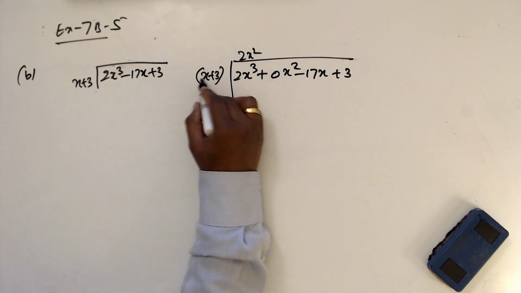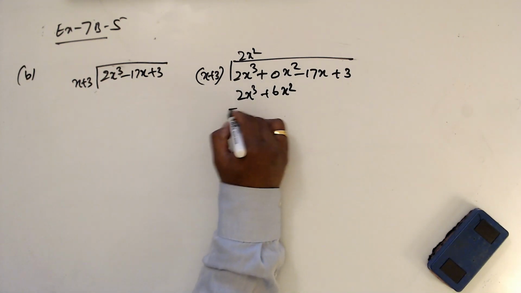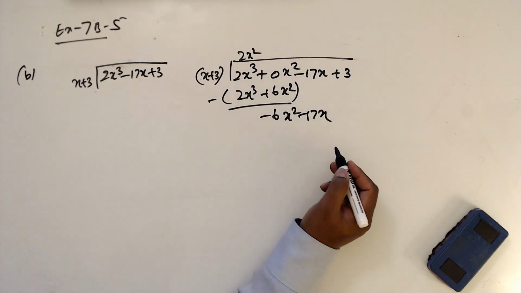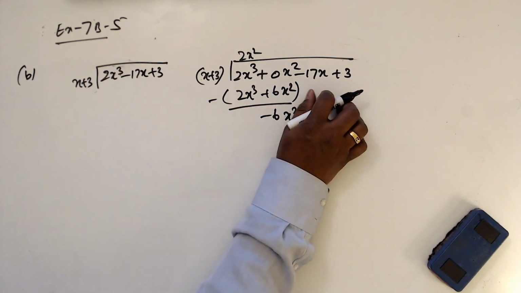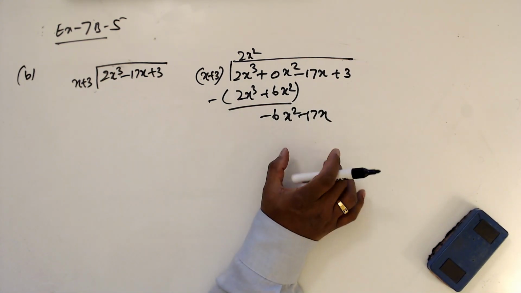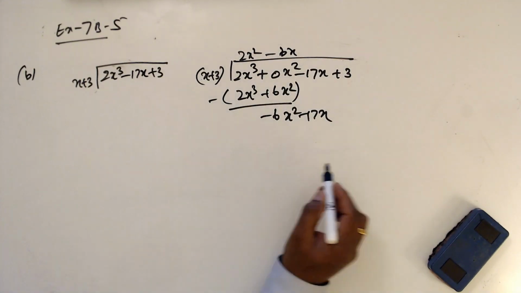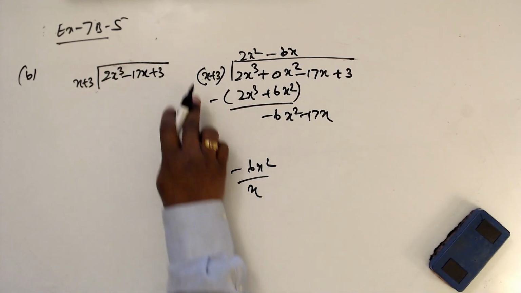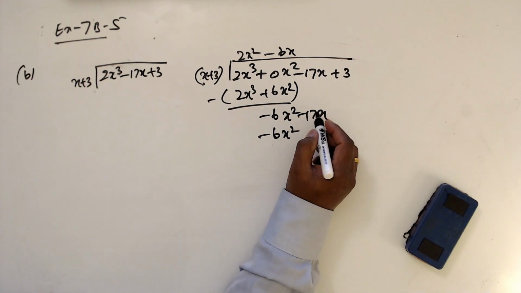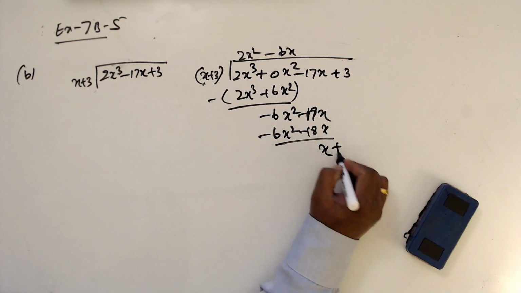2x square. 2x square times x is 2x cube, and this is 2 times 3, 6x square. Then you want to subtract, so this is going to be minus 6x square, bring this one down, minus 17x. So the answer is minus 6x square. Now we need to go further, bring this one down, and there should be one more line to reduce, so this is going to be minus 6x. Minus 6x square divided by x: how many x goes into minus 6x square? Minus 6x, this is minus 6x square minus 18x. So this is going to be x and plus 3.